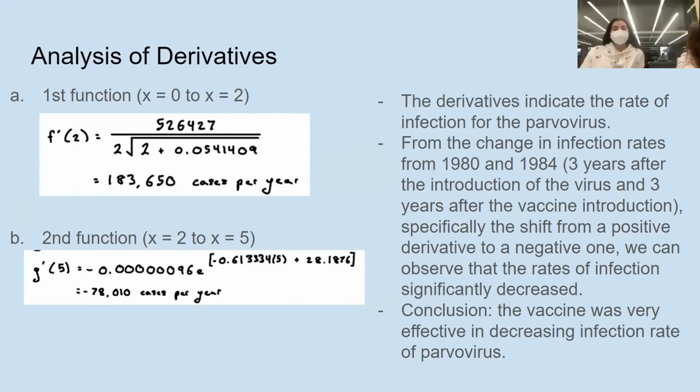So by comparing the rate of infection 3 years before the vaccine and then 3 years after the vaccine, we can clearly see that the infection rate did in fact decrease, as the slope goes from a positive slope to a negative slope.